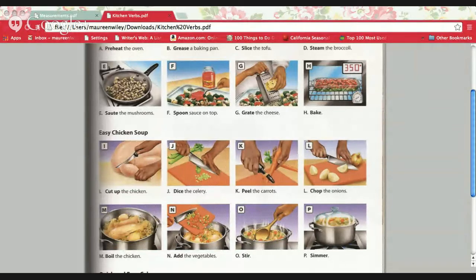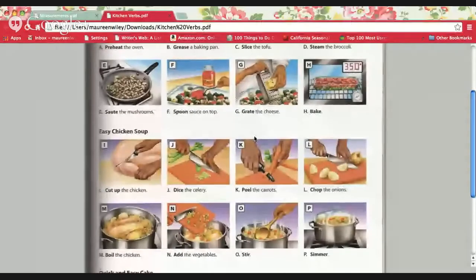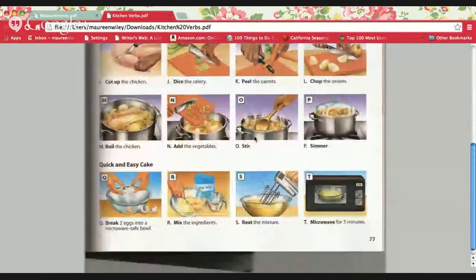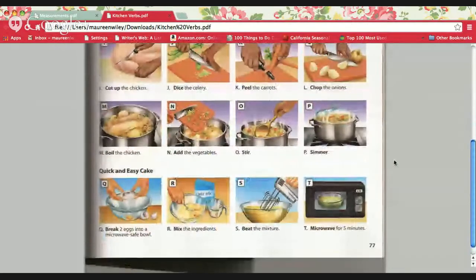Eggs? No, you can't simmer eggs. You can put them in simmering water, but there are lots of other verbs for eggs, such as poach, fry, and boil. You can boil eggs, but we don't say simmer. But good question. All right, and we'll move on to our last recipe for quick and easy cake.